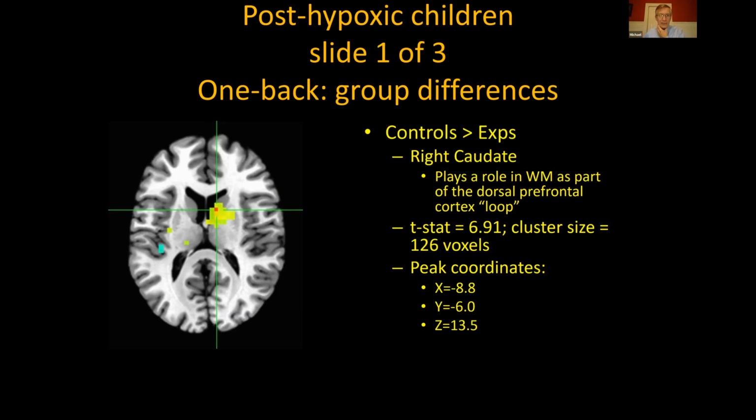But what you're going to see in these next three slides are the differences between the healthy age-matched controls and the children that were prematurely born and were hypoxic anywhere from 9 to 13 years ago. And you're seeing the crosshairs here, this big yellow area. The controls have enhanced activity versus the post-hypoxic kids in the right caudate nucleus. And this is part of that prefrontal cortex loop involved with working memory, also with a little bit of motor function. So we thought that was interesting.